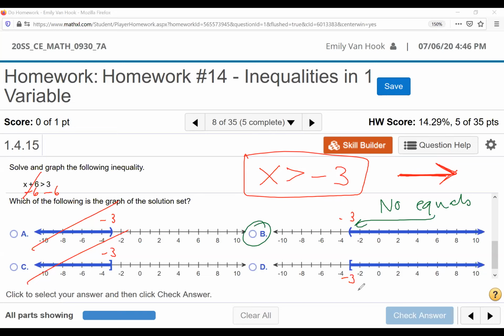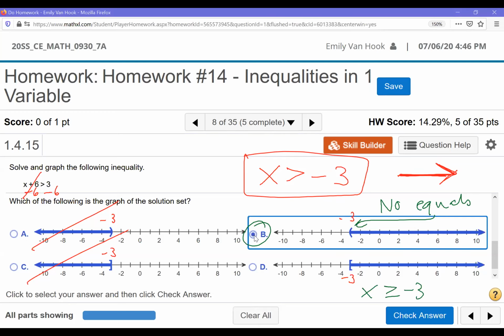The square bracket would be if it was x is greater than or equal to -3. But we didn't have an equal sign. We had none. So the -3 is not included. So that means we're choosing the choice with the parentheses. So it's parentheses, -3, and the arrow's going to the right.